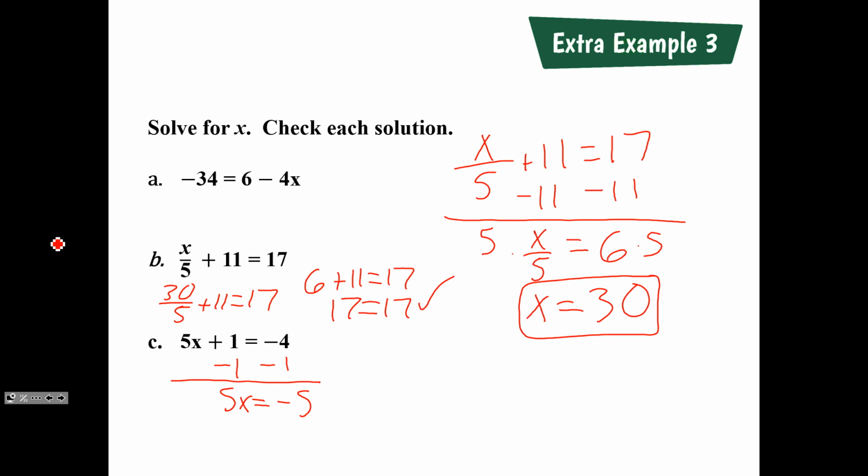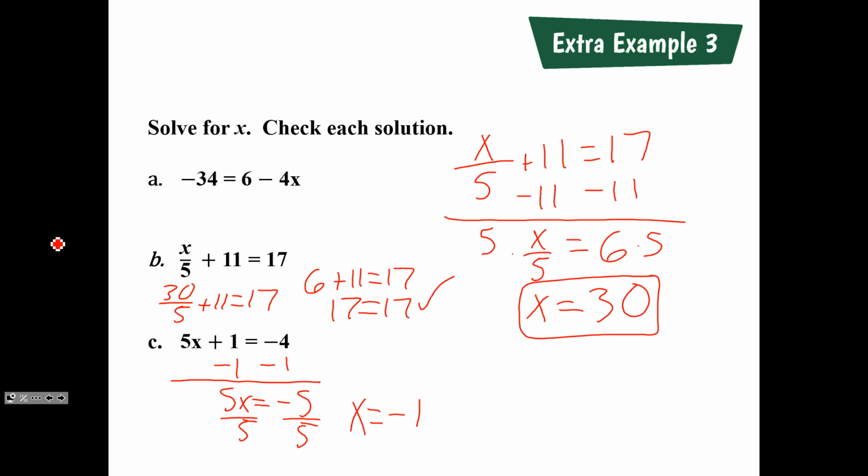Okay, with a raising hand, who could tell me the next step? Jaden? 5. We divide 5 on each side. Why would we divide by 5? To get the x by itself. When you did that, what did you get your x is equal to? Negative 1, because we're taking a negative 5 divided by a positive 5 to get a negative 1.